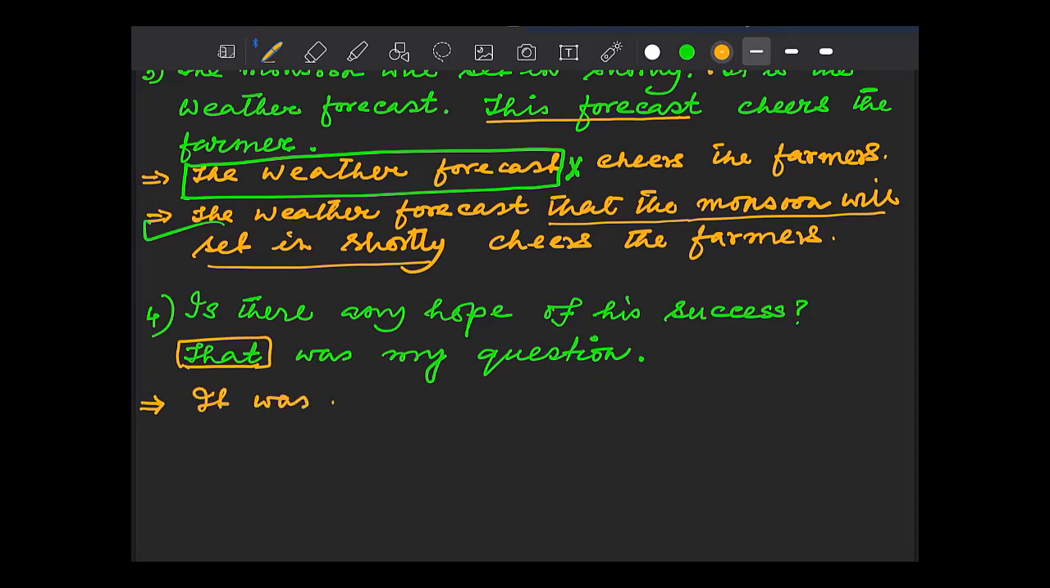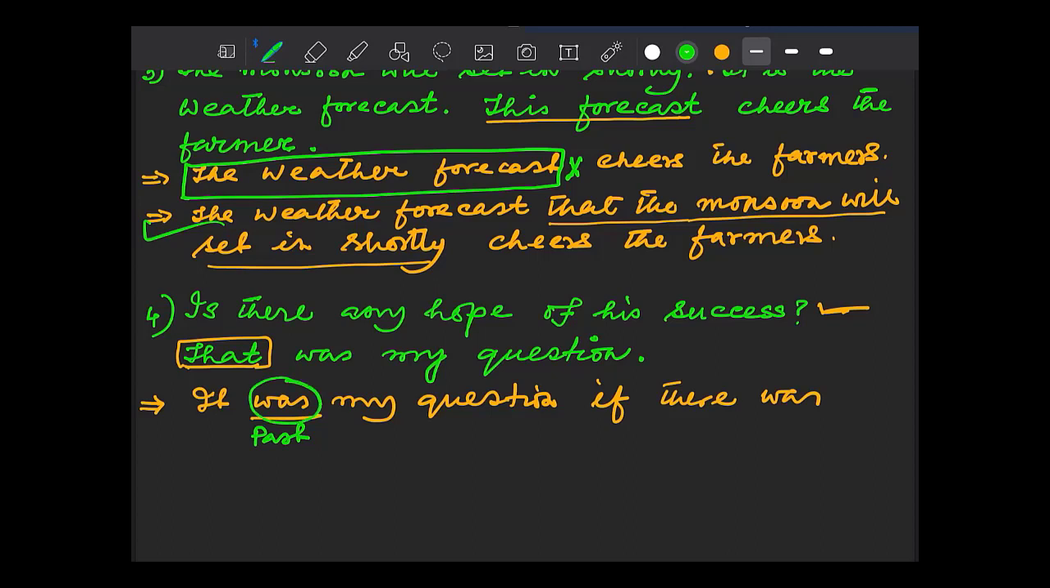It was my question. If it is an interrogative sentence, you know the rule of narration change. So add this way: it was my question if there is, but it will be was, because this verb is in the past tense.